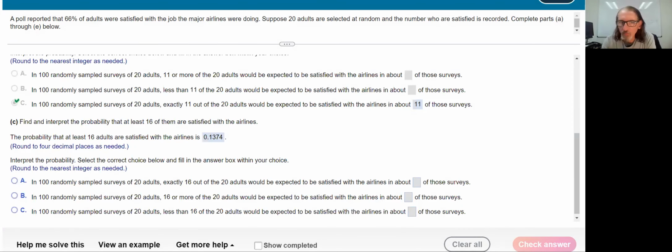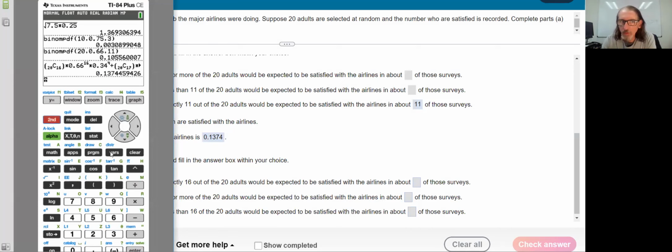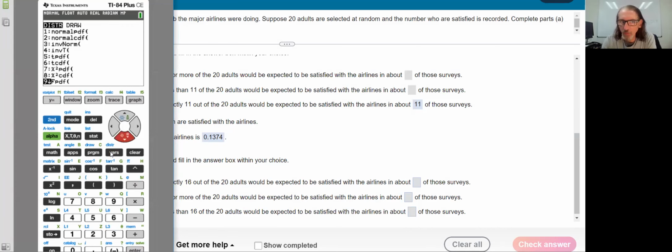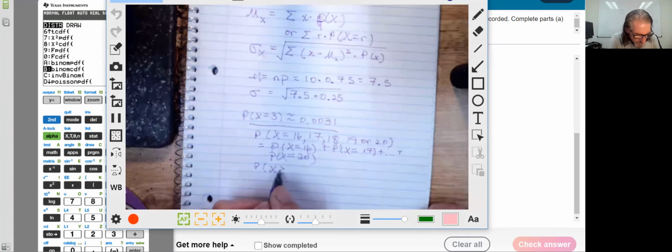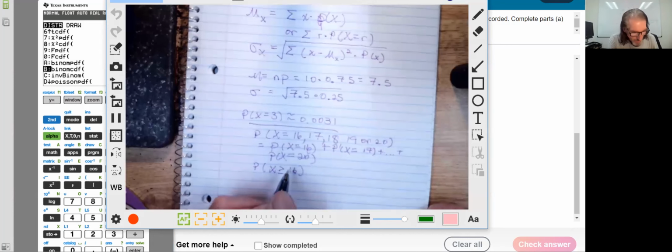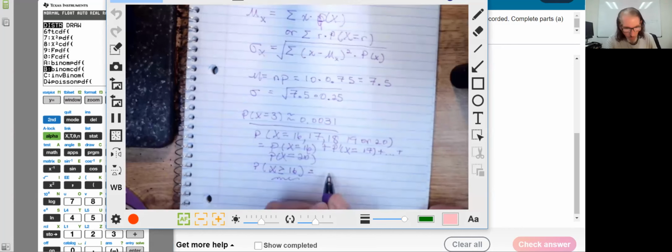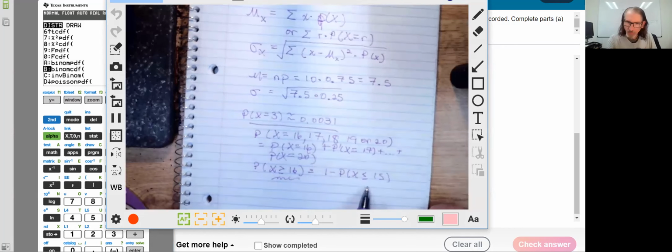However, there's another option. I'd shown that there were 2 things about binomials. CDF goes from 0 to something. So if we want greater than or equal to 16, but binomial CDF goes from 0 to something, we could say that this event here is the complement of x being less than 16, which is the same as x less than or equal to 15. And since x less than or equal to 15 is the complement of this, we'll have to subtract, 1 minus.